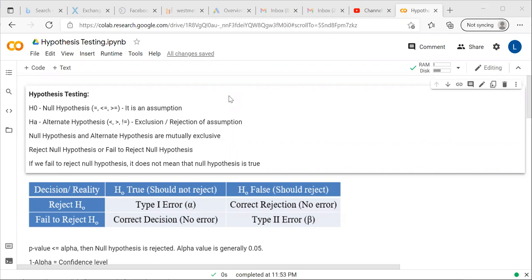Today we are going to talk about a very interesting topic called hypothesis testing. It is a very useful statistical concept, and it is even covered as a part of Six Sigma certification. What is null hypothesis testing? It is a method to validate your assumption.